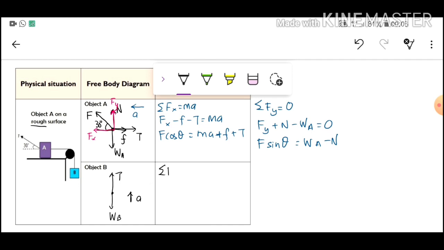So when we apply Newton's second law of motion at the y component, sum of Fy is equal to ma, we get T minus Wb equal to ma, and T is equal to ma plus Wb. Do take note that Wb is equal to mbg.